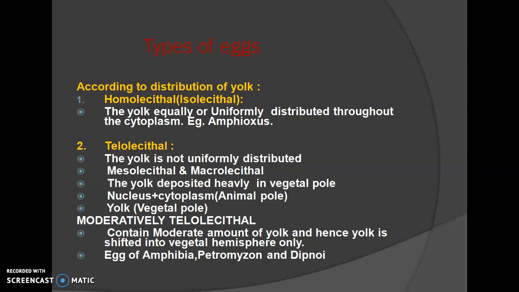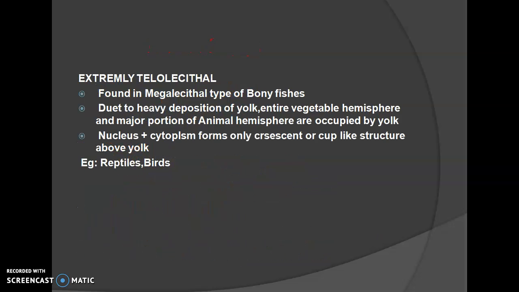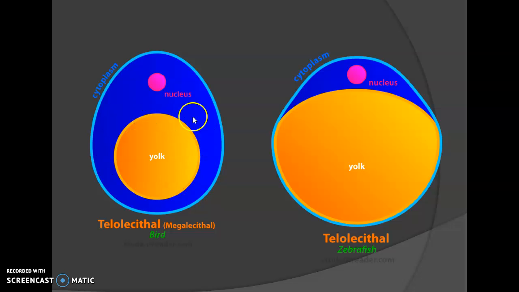Then these telolecithal types of eggs are again classified into two different types, called moderately telolecithal and extremely telolecithal type of egg. In the case of moderately telolecithal type of egg, they contain a moderate amount of yolk, and hence the yolk is shifted mainly into the vegetal hemisphere only. The eggs of Amphibia, Petromyzon and Dipnoi generally have this moderately telolecithal type of egg. Here you can see the picture itself. It is clear that the yolk is concentrated only in this area, while the animal pole is concerned with the nucleus as well as the cytoplasm. This is called the moderately telolecithal type of egg.